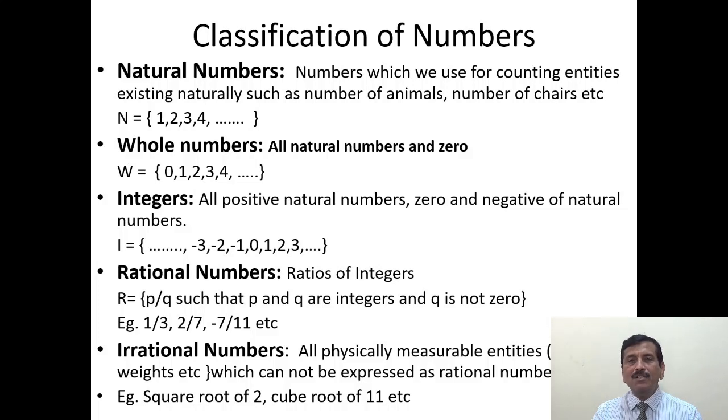Then we go for irrational numbers. All physically measurable entities such as lengths, weights, etc., which cannot be expressed as a rational number, are irrational numbers. It could be square root of 2, square root of 3, cube root of 5, and so on and so forth. After understanding the classification of numbers, we'll proceed ahead.